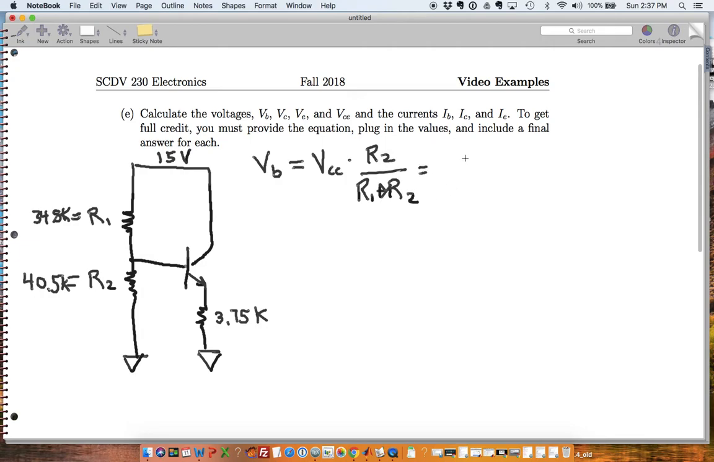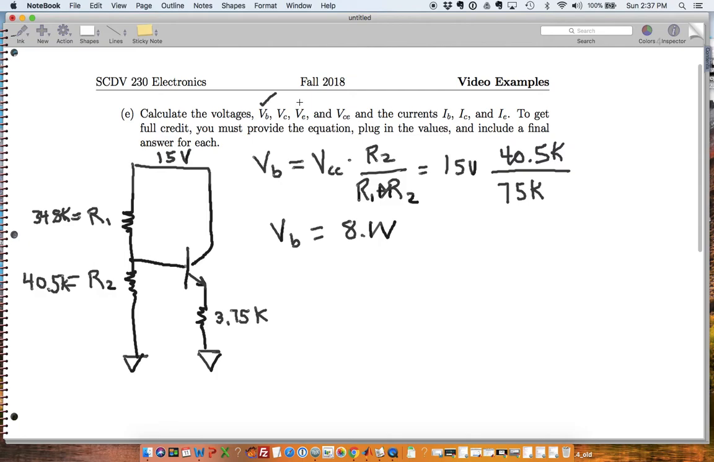So plugging in, I get 15 volts times 40.5K over 75K. When I add these two together, R1 and R2, that's equal to 74.5, about 75K. So that's right. So my VB is equal to 8.1 volts. So I've got one down.